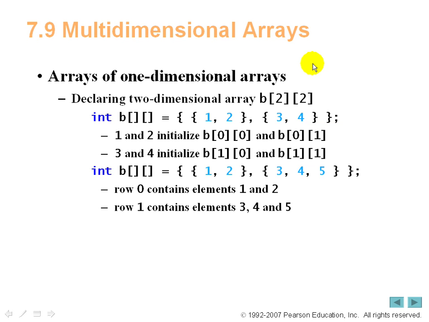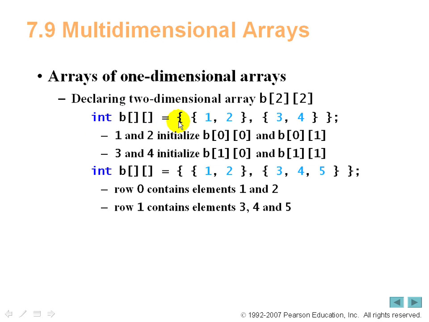Multidimensional arrays. It turns out that Java really only has one-dimensional arrays. So when you are processing what appear to be multidimensional arrays in Java, what you're actually processing are arrays of other one-dimensional arrays. So for example, take a look at this declaration of the array B with two sets of square brackets. That indicates that B represents a two-dimensional array with rows and columns.